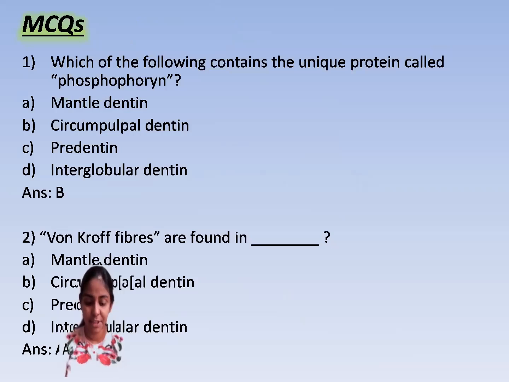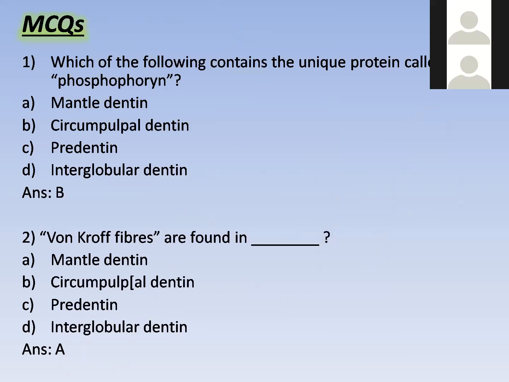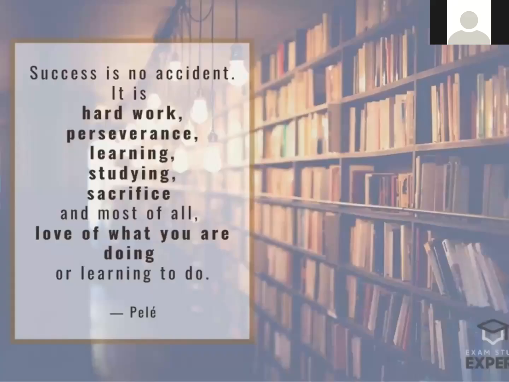Coming to the end of the session. Which of the following contains the unique protein phosphophoryn? Answer is option B, circumpulpal dentin. Von Korff fibers are found in dash. Option A, mantle dentin. Thank you.